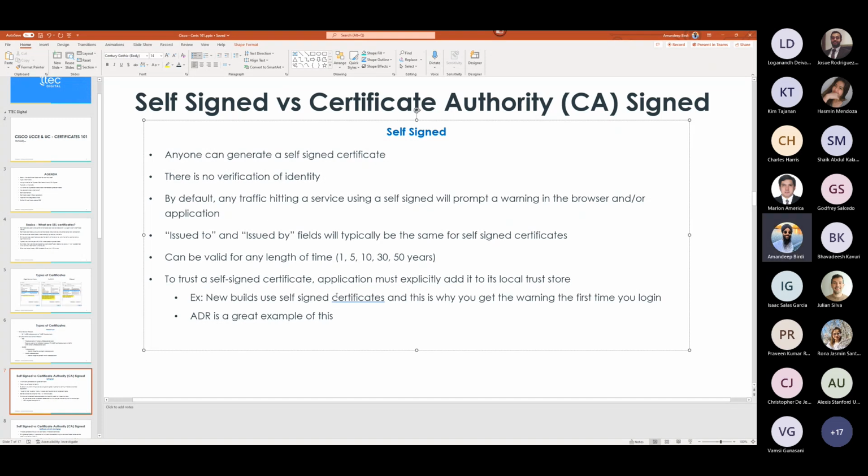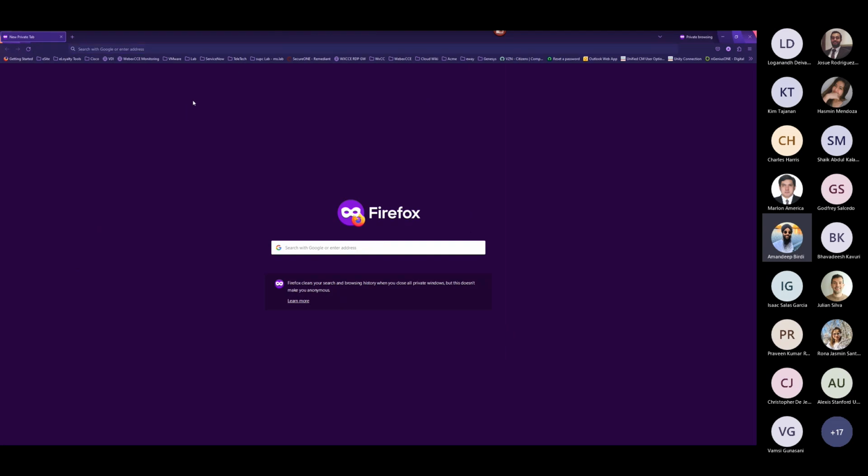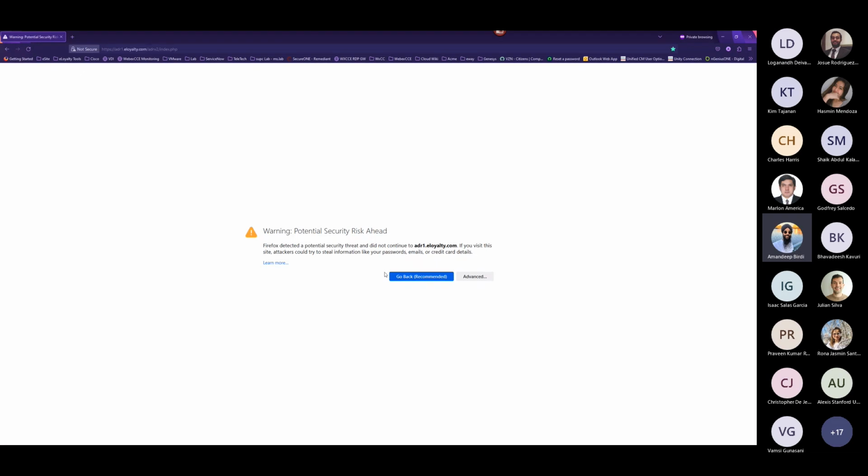So I kind of touched on both of these points already, so I won't go over that again. But let's say, let me pull up the browser one sec here. I'm going to use Firefox because that's the browser I use. So let's say, for example, I go to ADR, right? You see, I'm getting a warning. And this happens every single time.